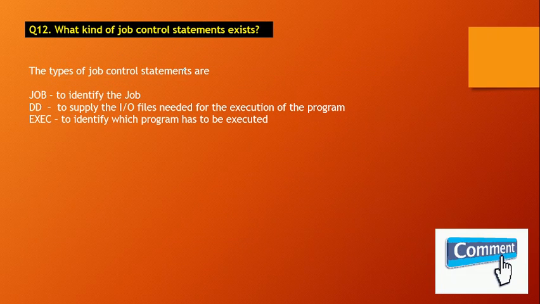What kind of job control statements exist in a JCL? There are three statements. If there is a JOB parameter, it means it is a job card. If it is a DD parameter, it means it will receive input or output data. And if we have EXEC, it means we are running a program or a utility.